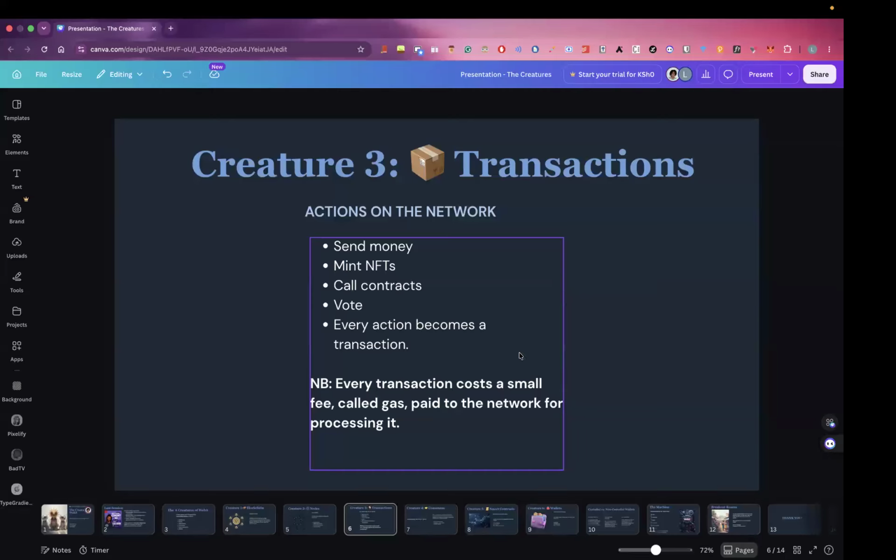So in this case, there's a note here. Every transaction costs a small amount or a small fee called gas that is paid to the network for processing it. I think Lance mentioned this yesterday when he had his session. Gas is just a way of compensating the validators of the network for the work and the resources that they're using to validate transactions. It's not usually a high amount, but it also depends on the current state of the network. If the network is very busy, then you're probably going to end up paying a lot more gas than you would have paid in a usual situation.